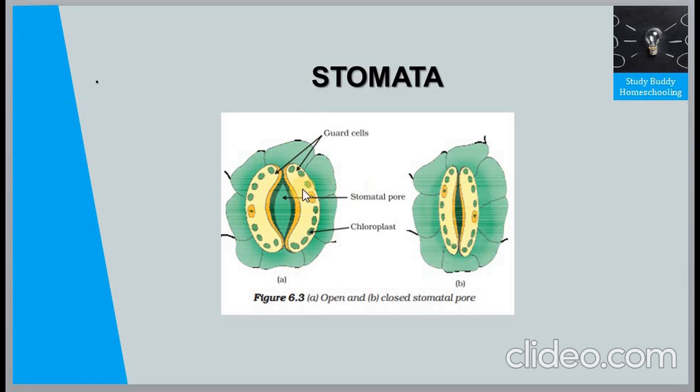You can see here when the guard cells lose water, they get shrunken, and when the guard cells shrink, the pore is closed. Here you can see that the pore is closed. Here the stomatal pore is open.